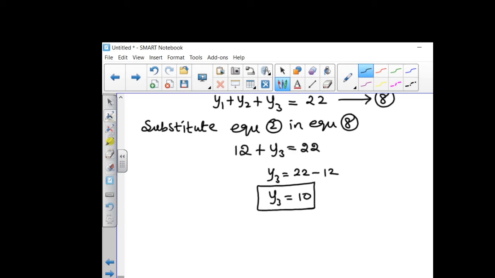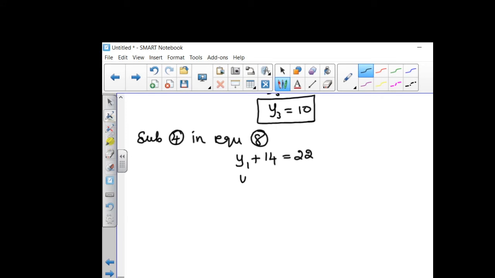Then another equation. Substitute the fourth equation in equation number 8. What is our fourth equation? The fourth equation is y2 plus y3 is equal to 14. So therefore y1 plus 14 is equal to 22. Therefore y1 is equal to 22 minus 14. What do you get? You get 8. So y1 is equal to 8.